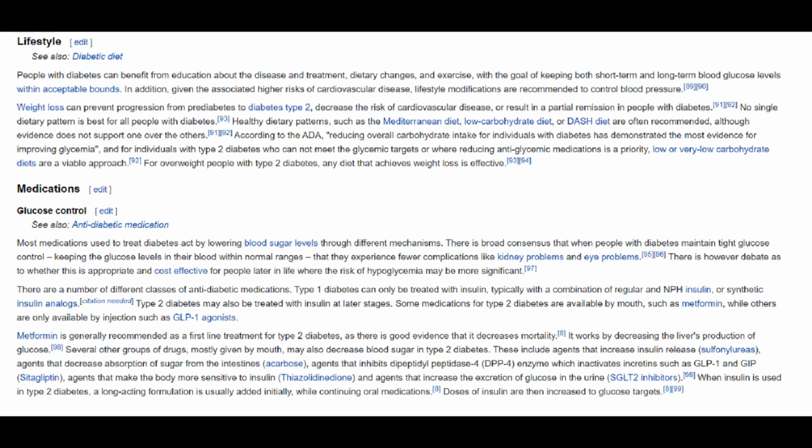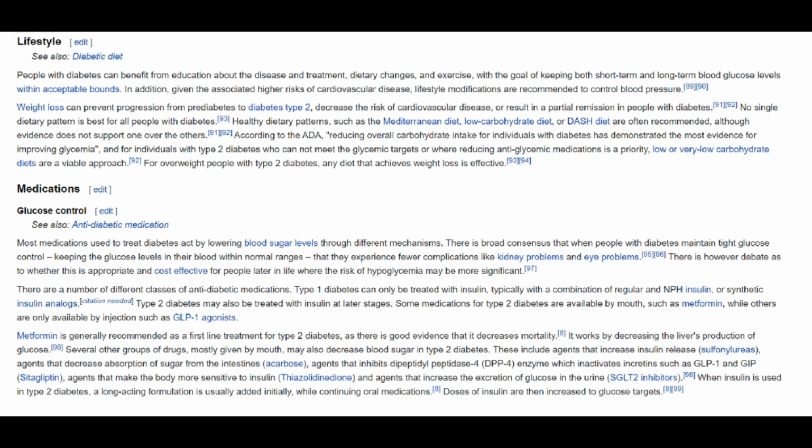There are a number of different classes of anti-diabetic medications. Type 1 diabetes can only be treated with insulin, typically with a combination of regular and NPH insulin, or synthetic insulin analogs. Type 2 diabetes may also be treated with insulin at later stages.